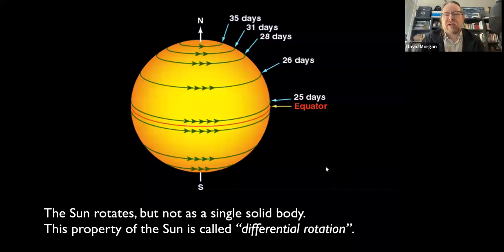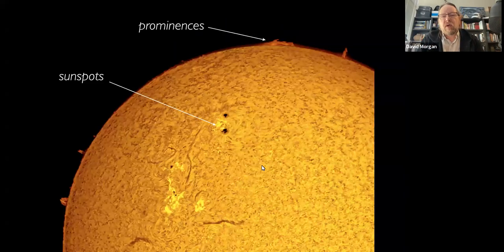The different parts actually rotate at different speeds. We also know that the sun is dynamic and constantly changing. We mentioned the fact that Galileo discovered these sunspots on the surface of the sun that not only look different from the rest of the sun, but they change over time. Sunspots appear and disappear. And the sun also has bursts of activity on the surface.